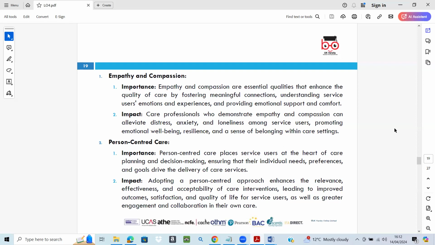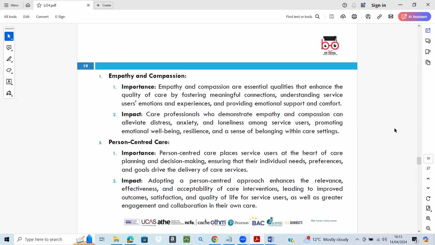The impact of these qualities is, for example, that empathy and compassion can significantly alleviate distress, anxiety, and loneliness among service users. These qualities promote emotional well-being and resilience, helping individuals feel understood and cared for, which is crucial in fostering a sense of belonging and security within the care setting. This is the impact, and now we have to move on to person-centered care.